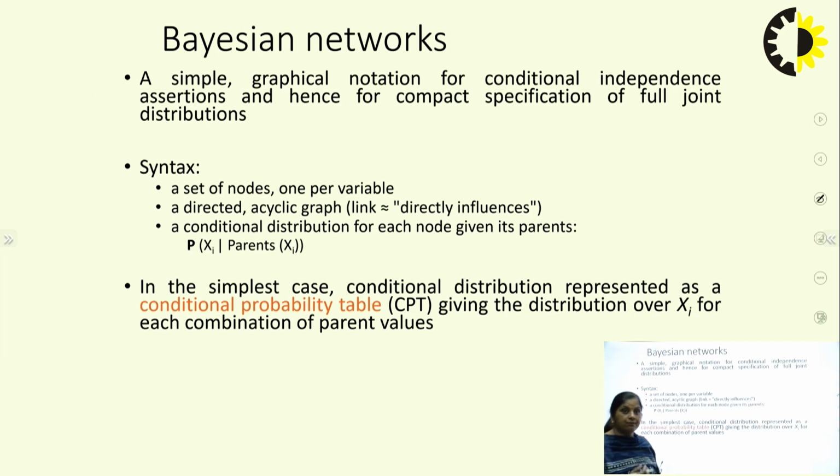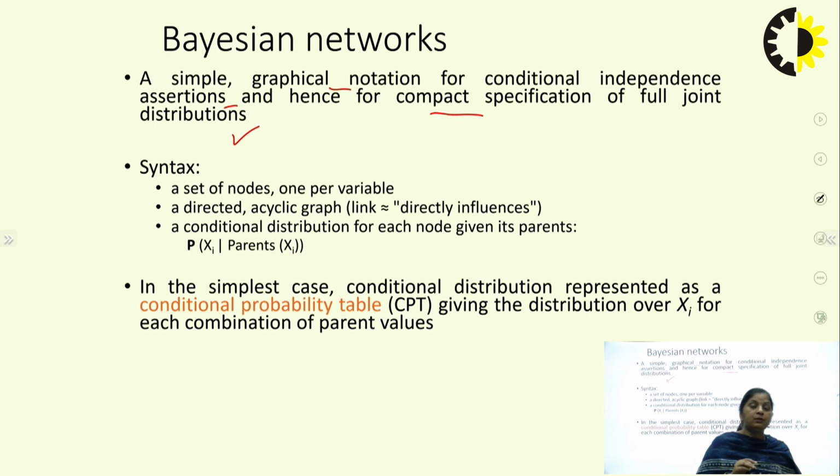So, now let us define a Bayesian network, Bayesian belief network, or we can say BayesNet. So, what is a Bayesian network? It is a simple graphical notation for conditional independence assertions. So, what it is representing? Compact specification of full joint distribution. If we are having full joint distribution, it means we are telling that what is the probability of some of the variables given all the variables.